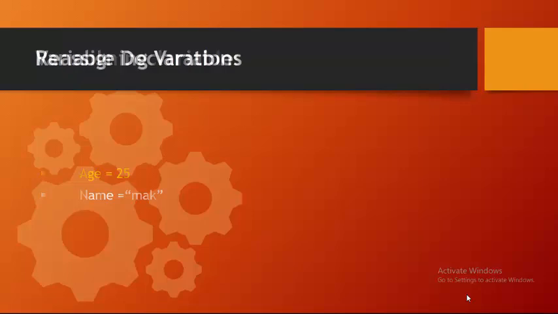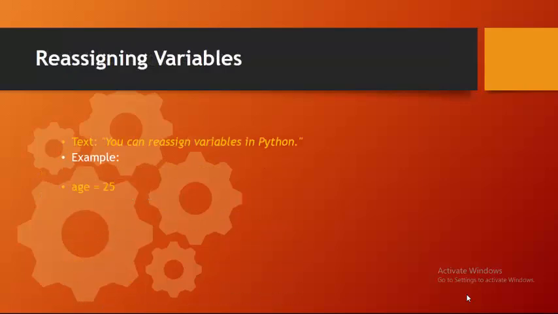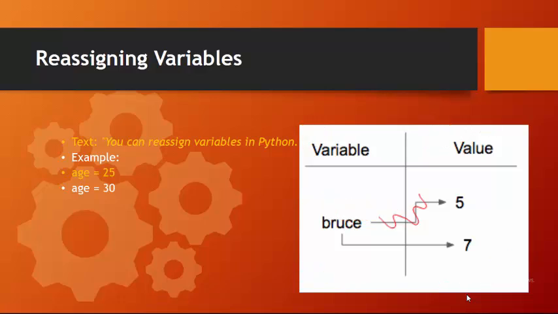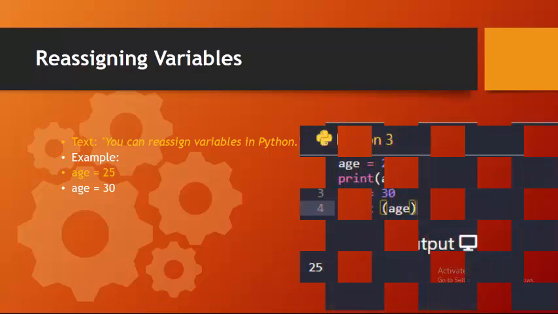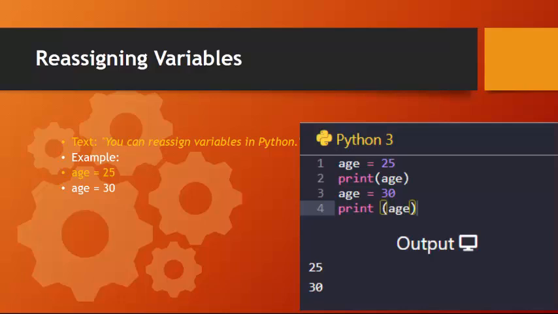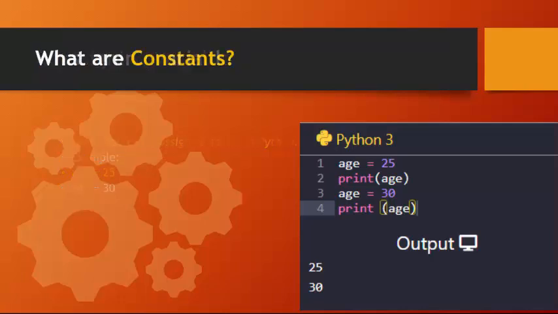One key feature of Python variables is that you can reassign them. For example, you can change the value of a variable during the program's execution. Here in this example, we first set age to 25, printed it, and then reassigned it to 30. When we print it again, we see the updated value, that is 30.